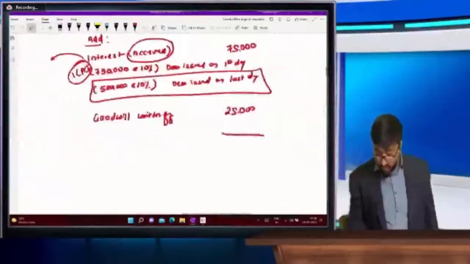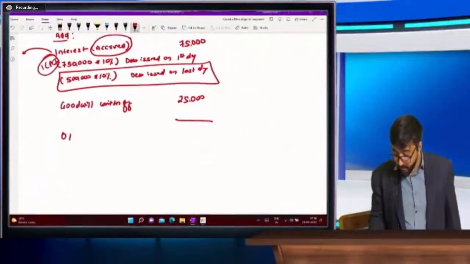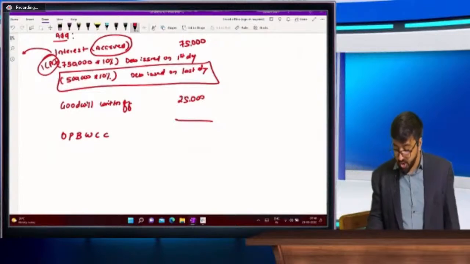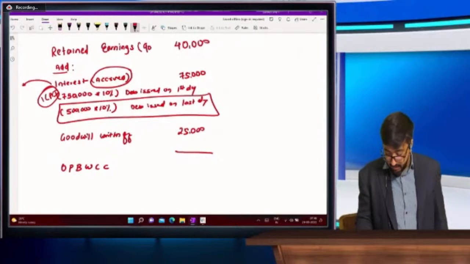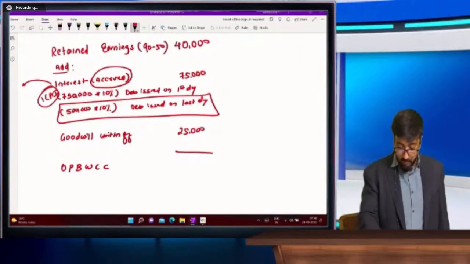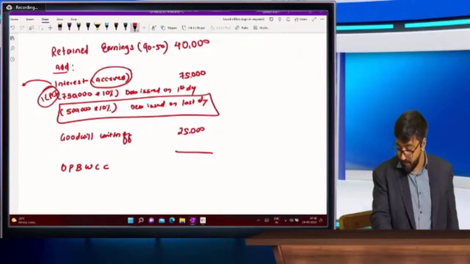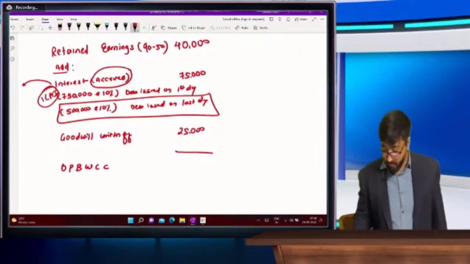And this is, sir, what? Operating profit before working capital changes. It is 90 minus 50, na? 40 plus 75 plus 25, sir. 1,40,000.